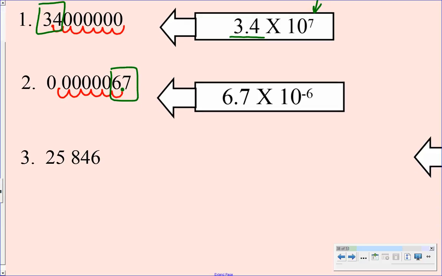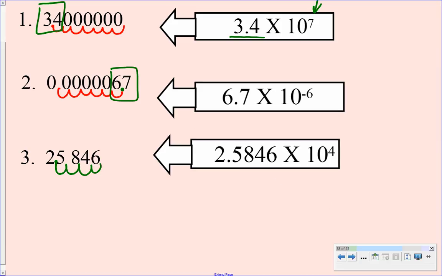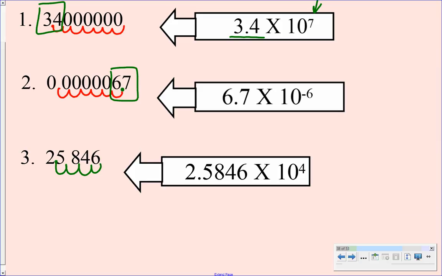My next one should have a positive exponent. I'm going to keep all my sig figs here. 1, 2, 3, 4 times I'm moving the decimal. So as you'll notice, I kept all of those numbers because they're all non-zero significant numbers. I moved the decimal 4 times, so 2.5846 times 10 to the 4th.